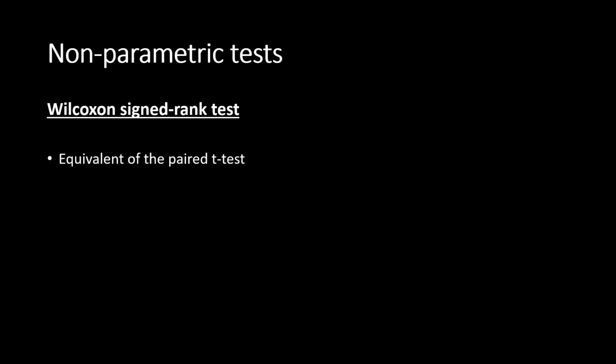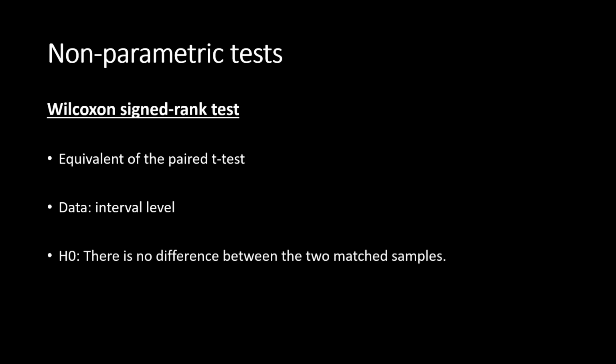Furthermore, I would like to show you the Wilcoxon signed rank test, which is another non-parametric test, and this is actually the equivalent of the paired or dependent t-test. It is used to analyze the differences between paired observations, and the only requirement we should consider is that the data should be measured at an interval level. And the null hypothesis states that there is no difference between the two matched samples.